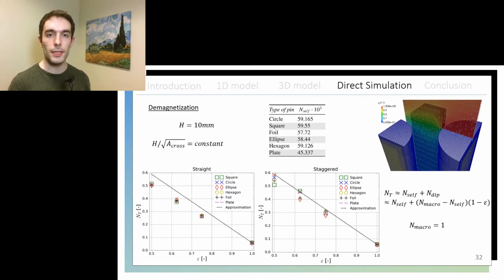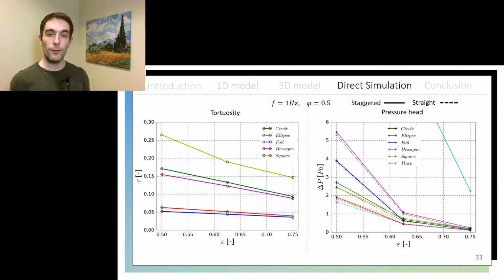So all in all, the lower the porosity, the higher the demagnetization of those geometries. Then I went on to calculate the fluid flow through those geometries, and on the left you can see the tortuosity of the staggered cases computed as an average of 1,000 streamlines. The straight cases had a negligible tortuosity. And on the right side you can see the pressure head of those geometries.